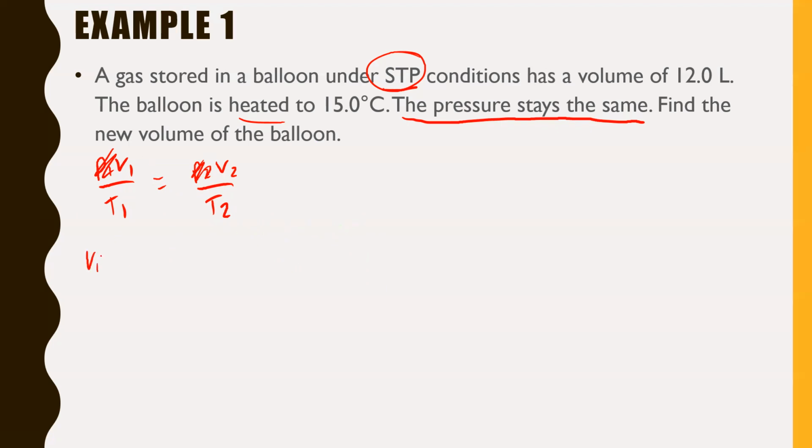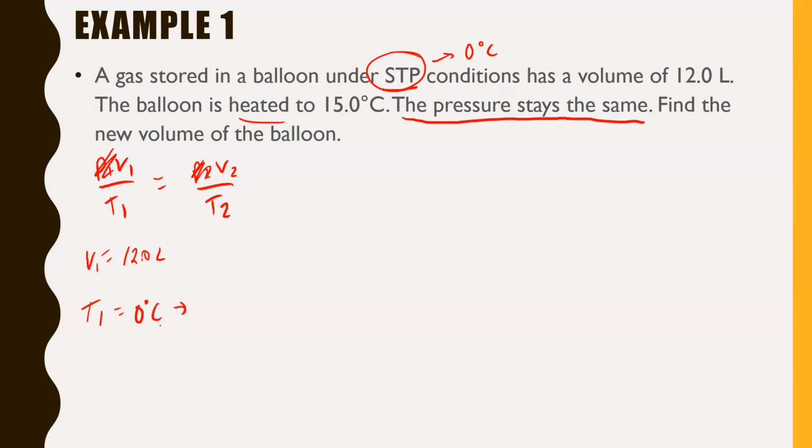Let's start with V1. My initial volume in this case is 12.0 liters, so I'll write that down. My initial temperature, T1, is the temperature of STP. In case you forgot what STP is, the standard temperature is 0 degrees Celsius. You don't have to memorize that. That is on your green formula sheet. So 0 degrees Celsius is my initial temperature.